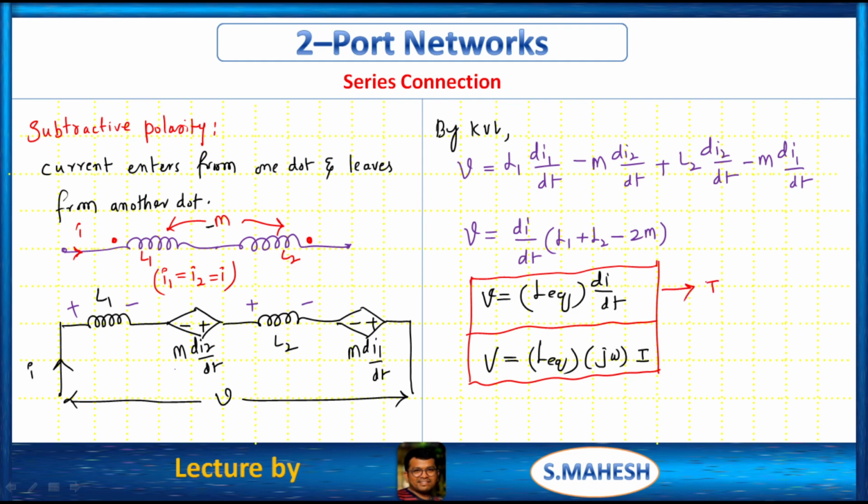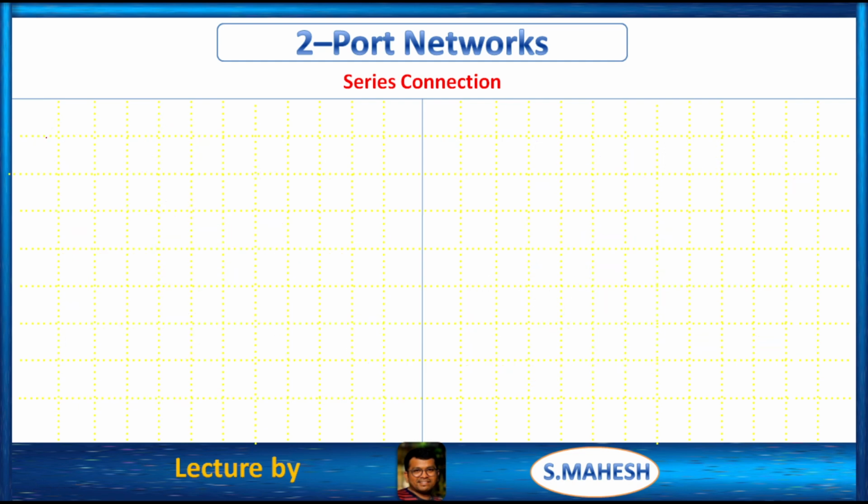This is what? Time domain. This is frequency domain. So in that series additive polarity we are having L1 plus L2 plus 2M. In this subtractive polarity we are having L1 plus L2 minus 2M. Okay. Now we can write a summary.